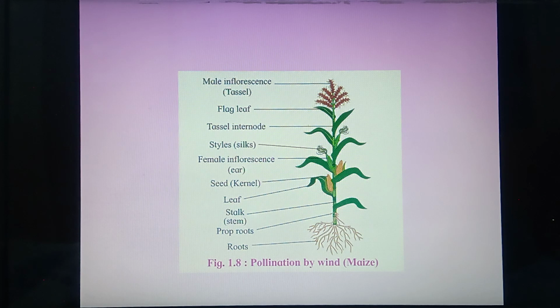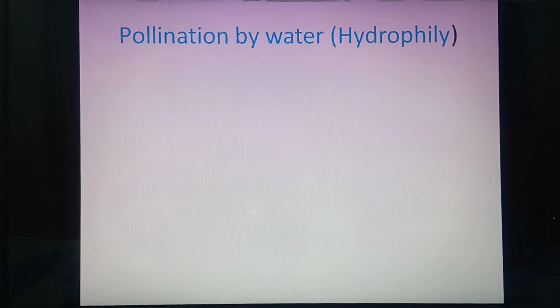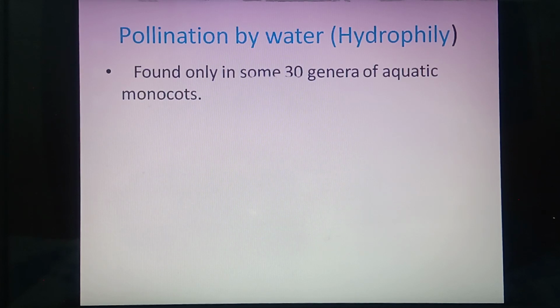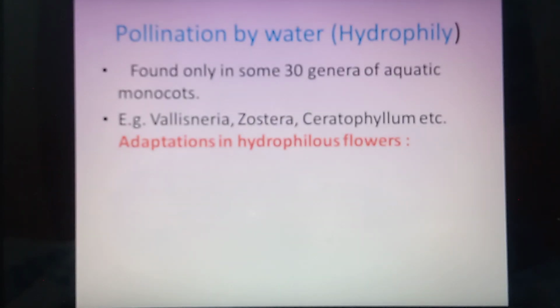The next type, pollination by water. If we observe the second type of abiotic agencies of pollination, then it is hydrophily. The process of pollination is carried by whom? Water. So called as hydrophily. About 30 different genera of aquatic monocots are observed who follow the process of hydrophily. Examples are given as Vallisneria, Zostera and Ceratophyllum. Adaptations in the plant who follows the process of hydrophily.